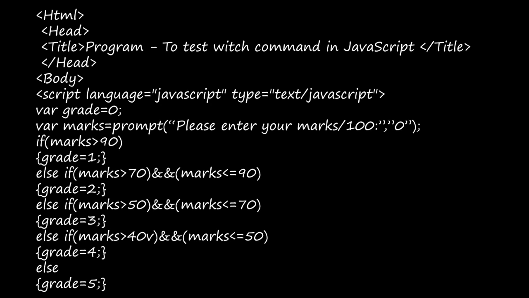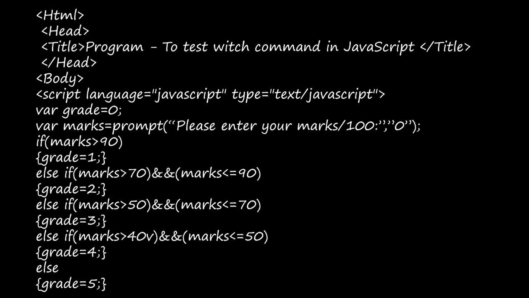And then var grade is equal to 0 semicolon, right? First they have mentioned that the value of grade is 0, and then var marks. Marks is equal to prompt of "please enter your marks for 100". Like that one line is there. Whatever you are giving inside these double quotes will be displayed as such in the output section, right?